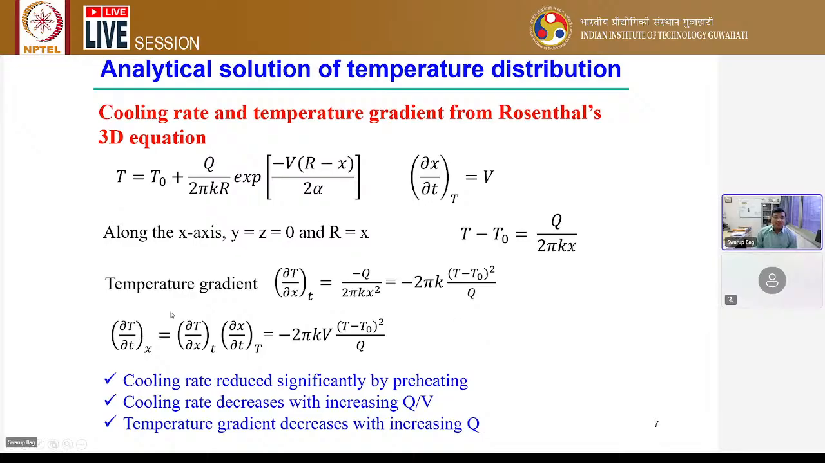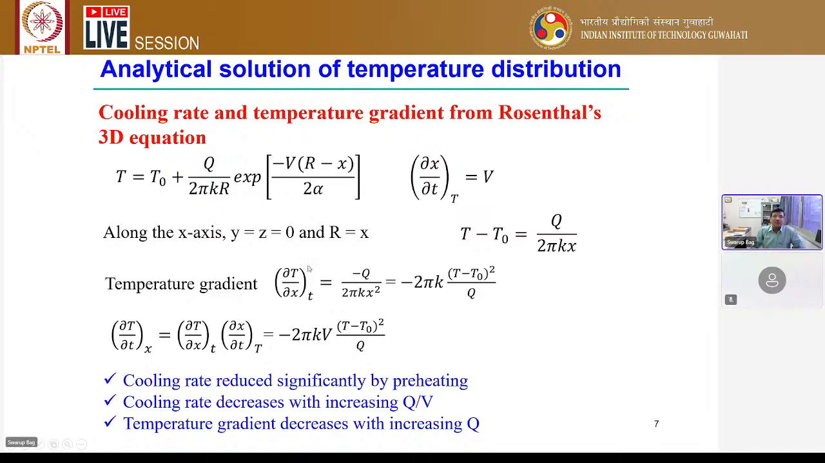Now we can calculate the cooling rate, del T by del small t, at a particular fixed space. For a fixed x value, the cooling rate del T by del t can be represented as del T by del x times del x by del t. Putting in the expression already calculated, V comes into the picture, reaching this particular expression: minus 2 pi K V (T minus T0) squared by Q.